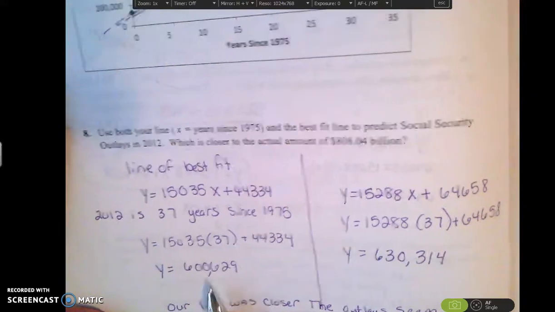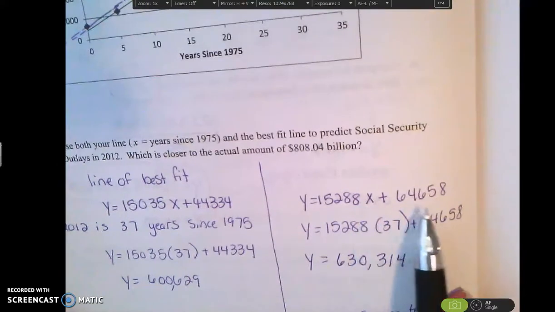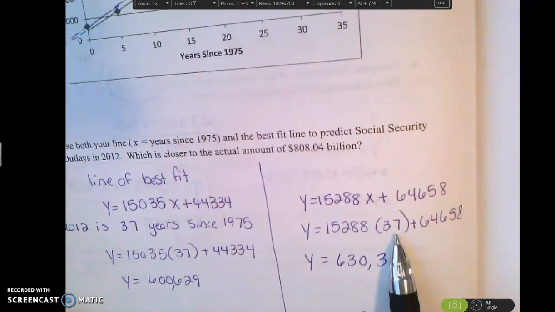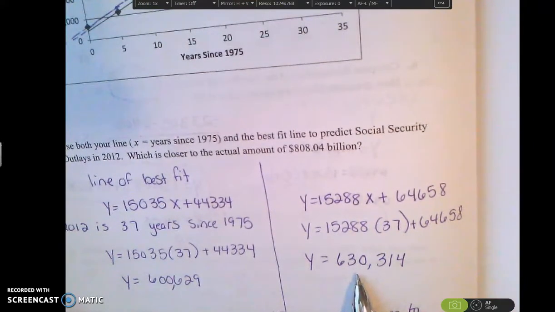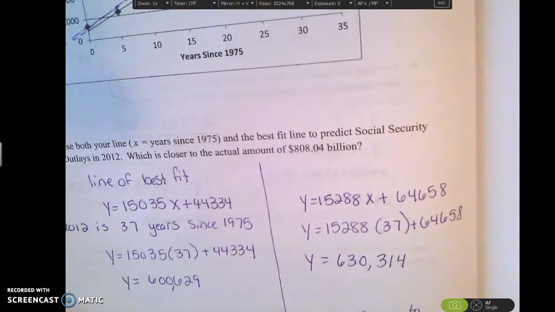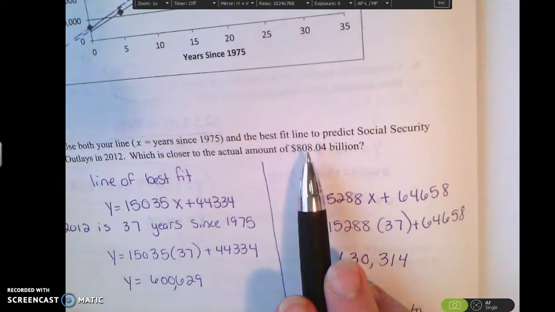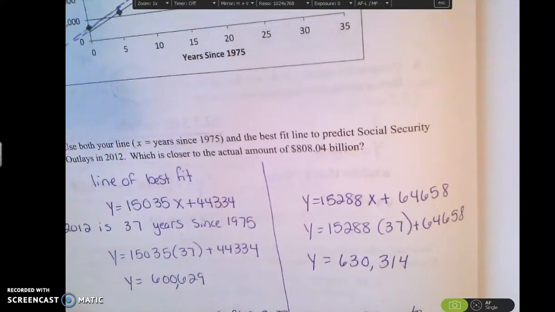600,629. And now I'm going to take the equation that I had on the previous page that I got using my two coordinates, and I'm going to substitute 37 in, and I get 630,314. So in actuality, in 2012, it was $808.04 billion was the actual amount. So which one's closer? Our line that we calculated was closer.